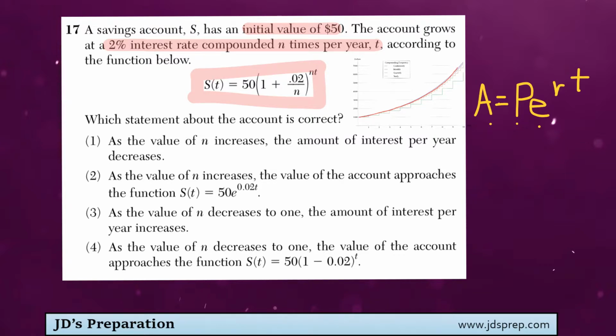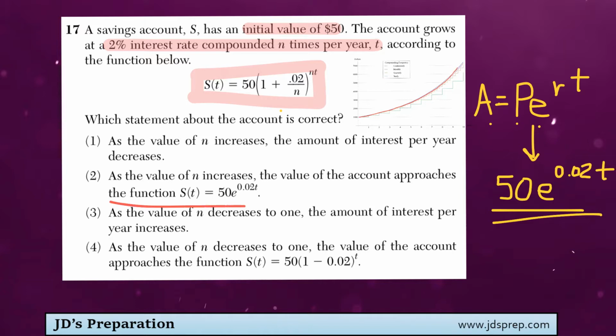So because we figured out that we're dealing with a continuously compounded equation here as n increases, this is what we're approaching. So in this situation, our principal amount is 50. Our interest rate is 0.02 as a decimal. And we can see that this matches option number 2. That states that as the value of n increases, the value of the account approaches the function 50 multiplied by e to the power of 0.02t.